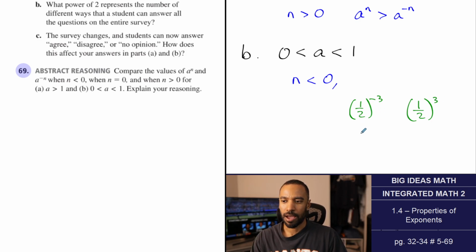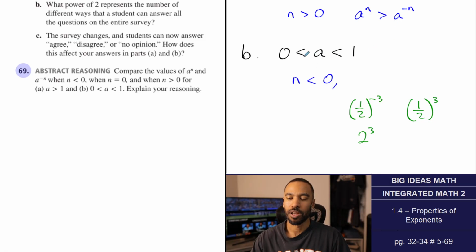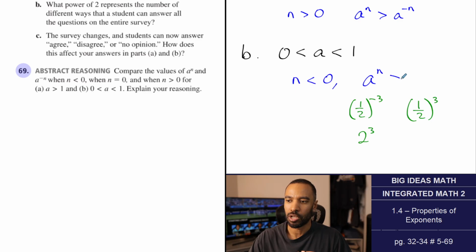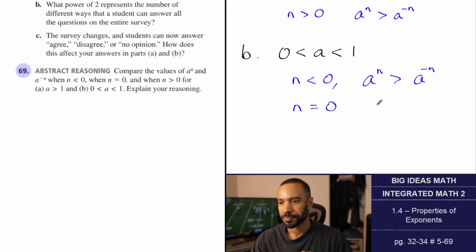1/2 to the negative third power becomes 2 to the third power, which is 8, right? So the negative flips the fraction into a positive, which makes that side bigger, as long as this is a positive number between 0 and 1. So a to the n should be greater than a to the negative n here. Remember, n is a negative number in this case, and it turns this positive, but because it's a fraction, it kind of makes things work out.